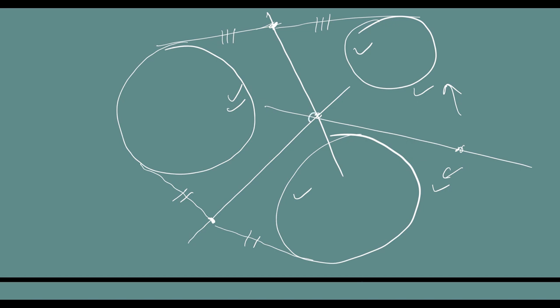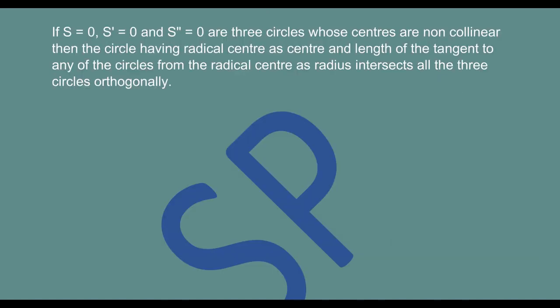Now observe that this point is such a point that it lies on the three radical axes. Therefore, if you draw tangents from this point to this circle, this circle and this circle, they are all the same. So from the radical center, if it is possible to draw tangents to the circles, then all the lengths are the same. Okay, this is the last concept.